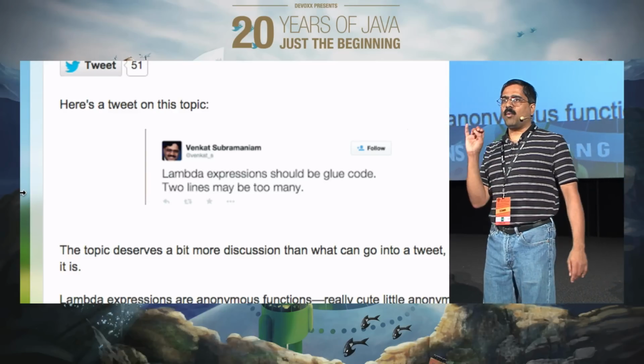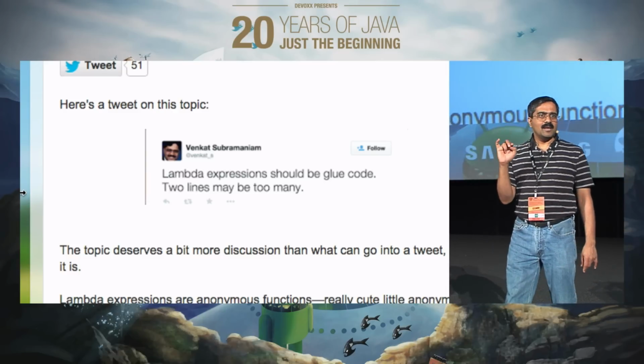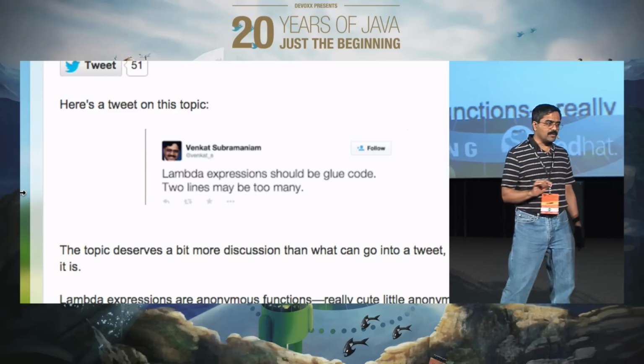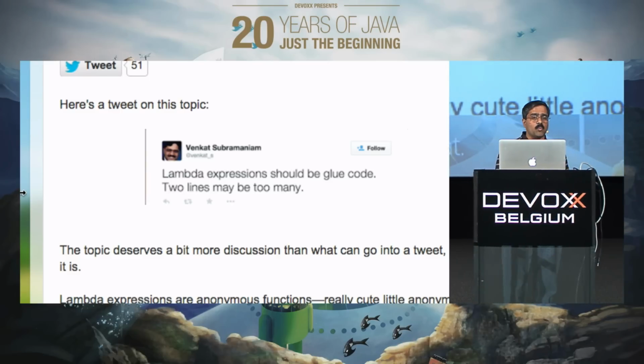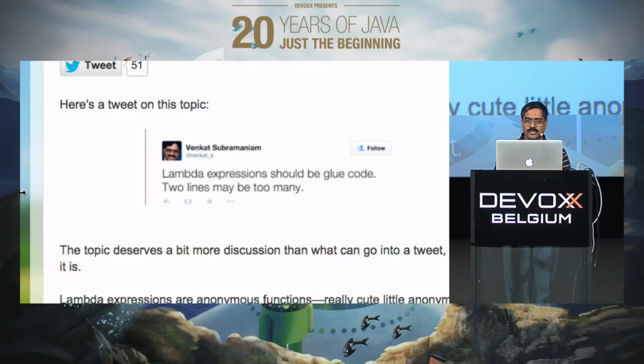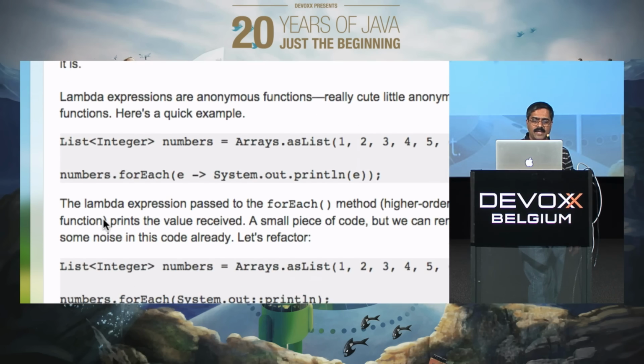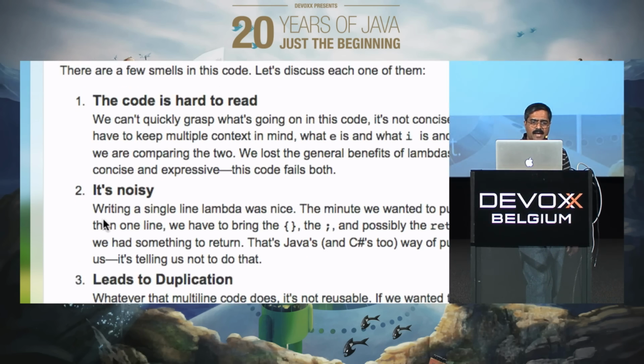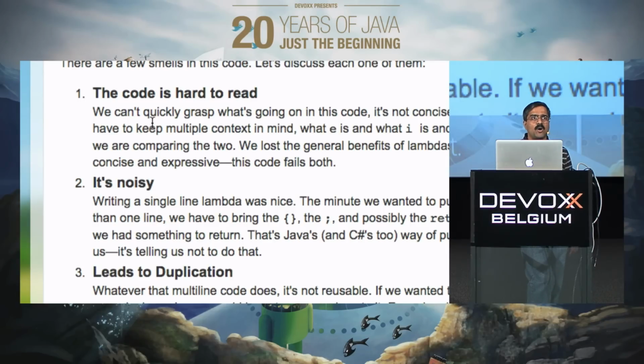How short? I want them to be one single line. I don't want it to be multiple lines of code. Now, the question, of course, is why should lambdas be so short and not multiple lines of code? Well, that's exactly what I said in this blog. First, the code becomes extremely hard to read when your lambda becomes several lines of code. So keep them as short as you possibly can.